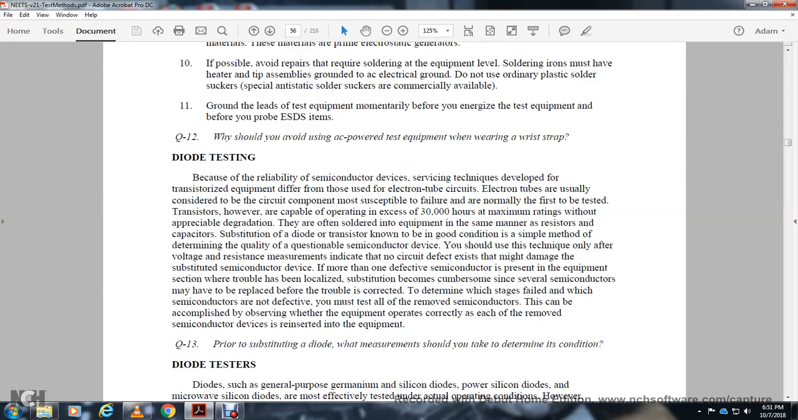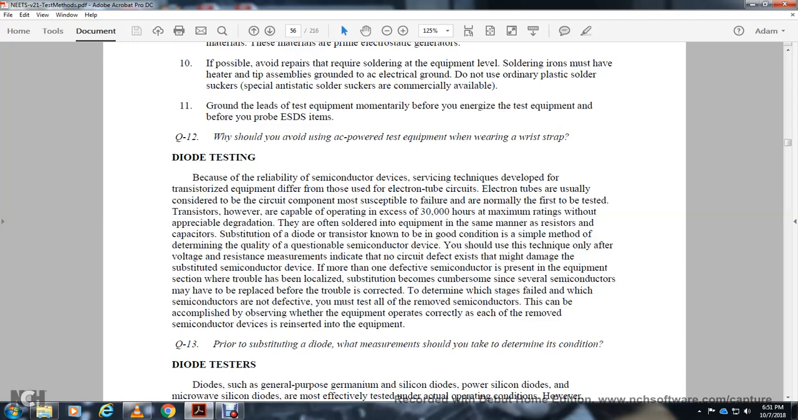Alright, diode testing. Because of the reliability of semiconductor devices, the technique for troubleshooting transistor equipment is different from that of electron tube circuits. The most conservative approach is to suspect circuit components, such as resistors and capacitors, before the transistor, which is capable of operating for 30,000 hours at maximum range without appreciable degradation. Substituting a known good diode or transistor simplifies the work of determining the quality of the questionable semiconductor device.